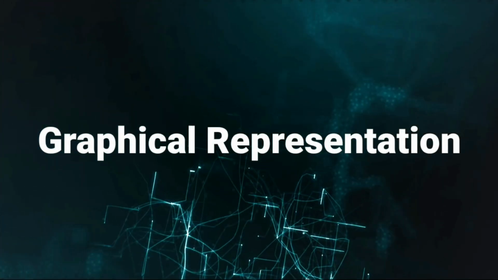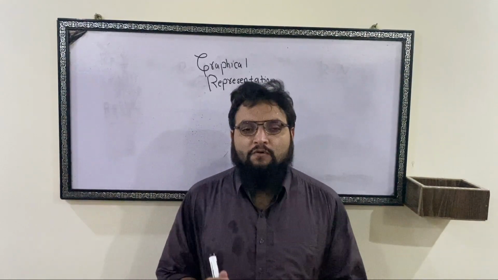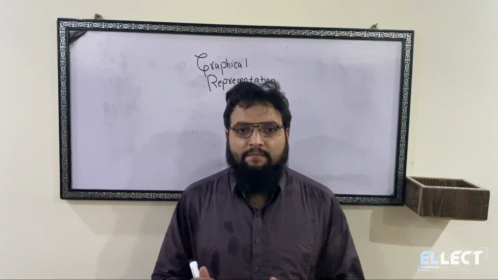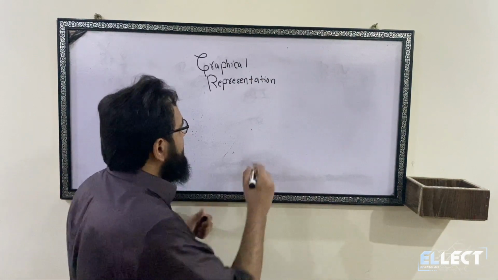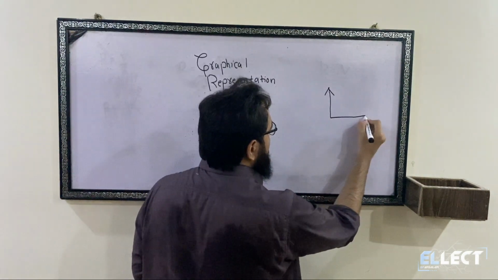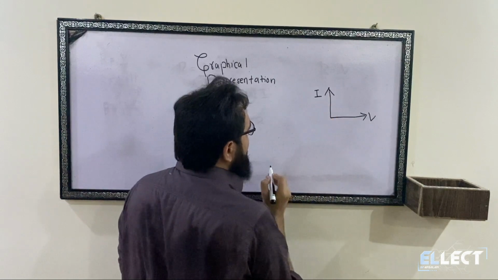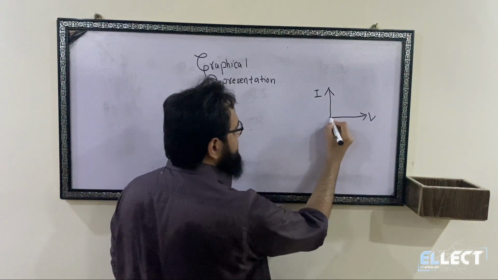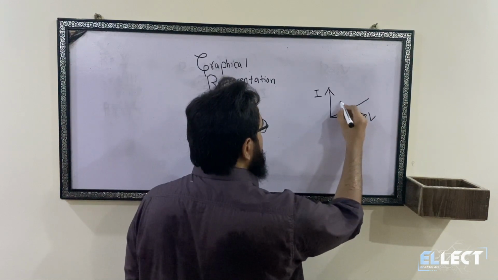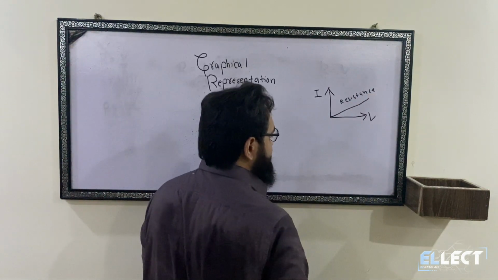Graphical representation. If we want to draw the graph of Ohm's law, the graph is drawn between voltage and current. As voltage is a dependent variable, it lies on the x-axis, and current is an independent variable, it lies on the y-axis. A straight line will be drawn between voltage and current, which will give the value of electric resistance.